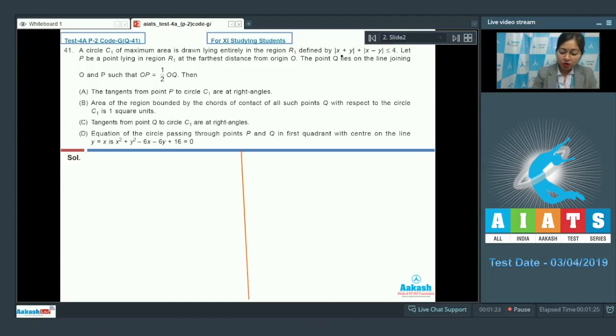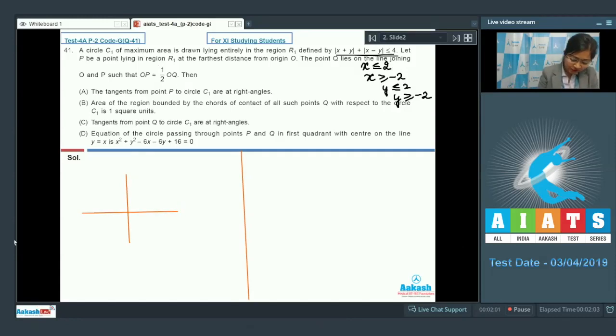Now, if we first solve this region, that is |x+y| + |x-y| ≤ 4, we will get x ≤ 2, x ≥ -2, y ≤ 2 and y ≥ -2. Let us first plot the x and y axes, and the four lines that I get from here are x = ±2 and y = ±2.